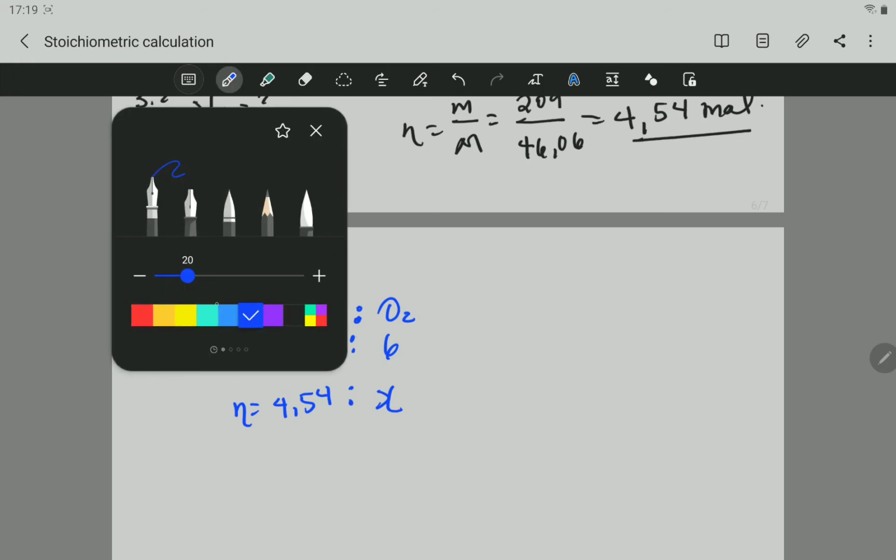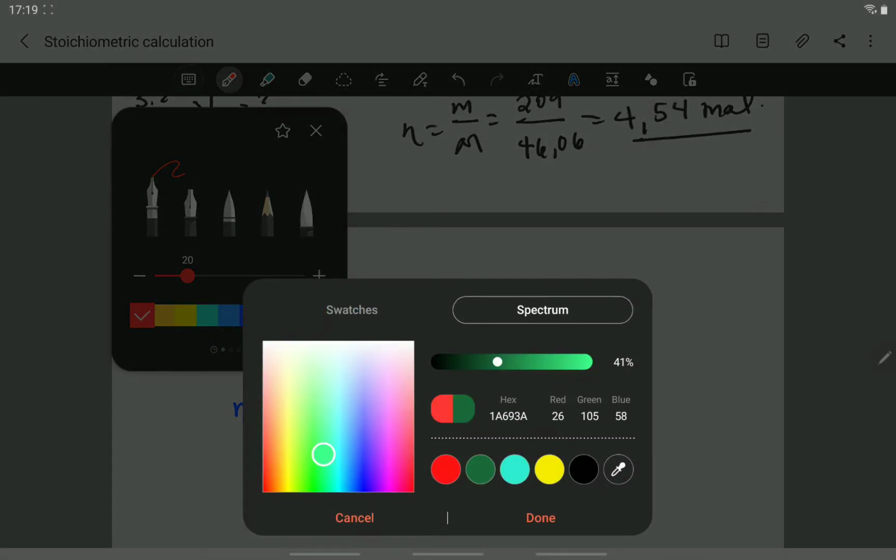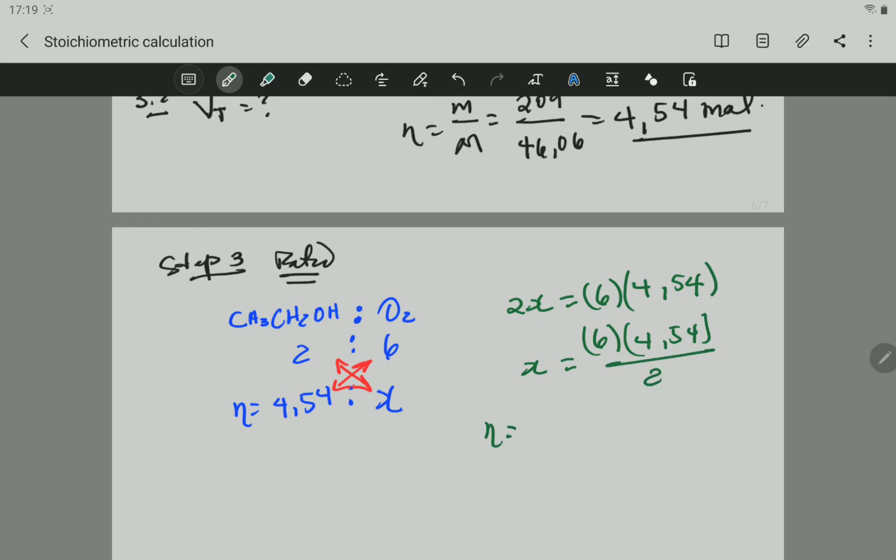Now, this calculation is going to be a cross calculation. It's not a problem. It's simple math, so you multiply it in cross here. Okay, cross multiplication, and we have here. Let's just change the color. We have here 2x equal to 6 multiplied by 4,54. Let me make a beautiful 4. That one is not quite nice. Okay, 5, 4. So x is equal to 6 multiplied by 4,54 divided by 2.